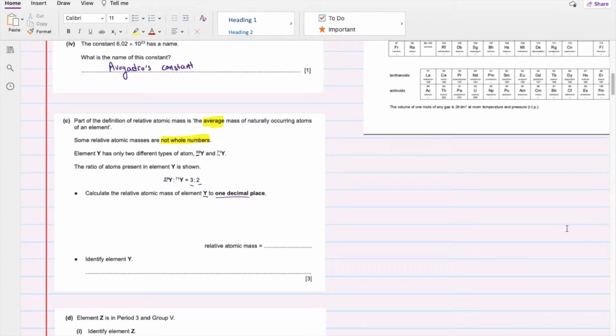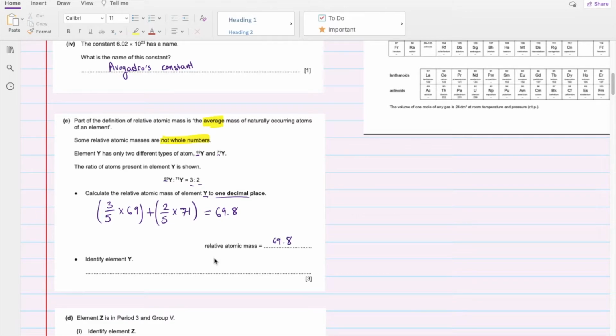So let's write that down. So 3/5 of the atoms in general have a nucleon number of 69, so 3/5 times 69, plus 2/5 of them have a nucleon number of 71. You place that in your calculator, and you'll get a number of 69.8. Okay, and then that's your answer.